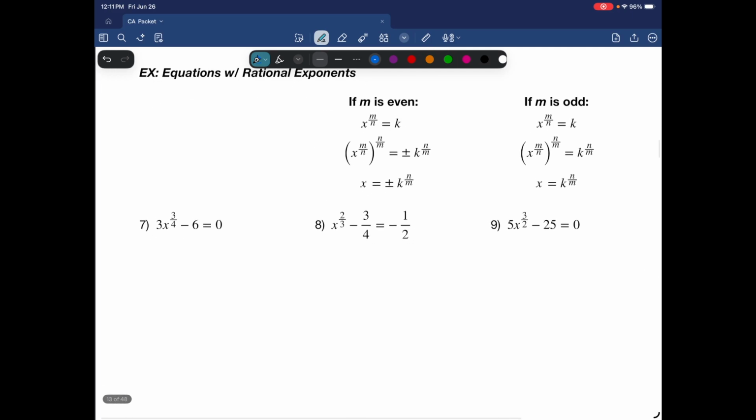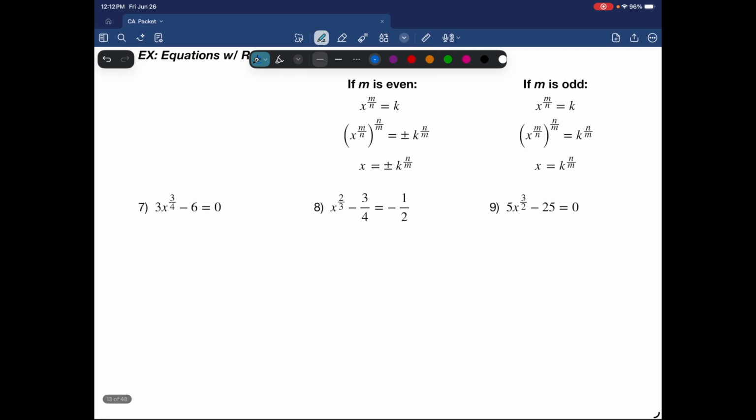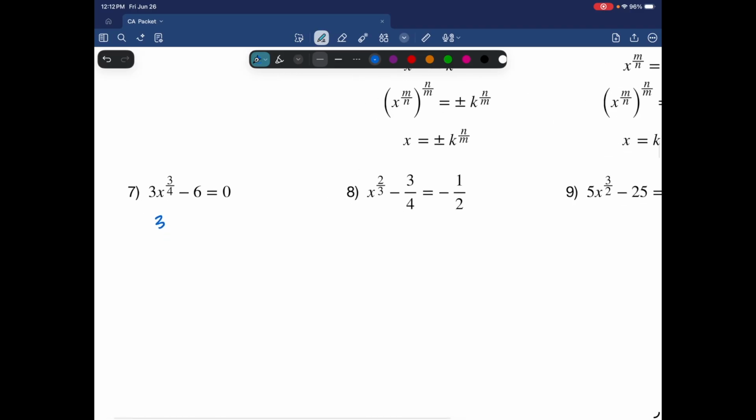All right, so let's get started. The first thing I'm going to do is get 6 to the other side. So it's going to be 3x to the 3/4 equals 6. Divide by 3, you get x to the 3/4 equals 2. And then from here, I'm going to raise both sides to the 4/3. And that's going to leave me with just x on the left. So 2 to the 4/3 would be my answer.